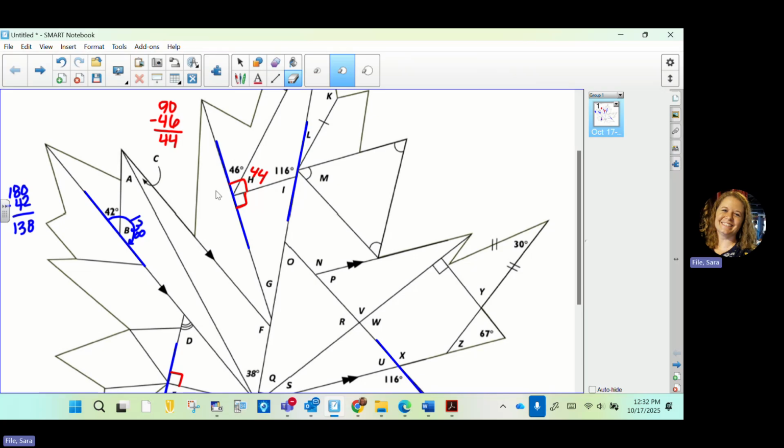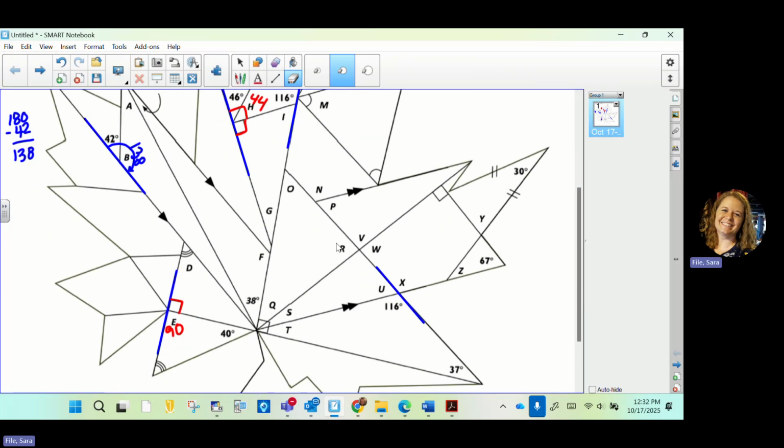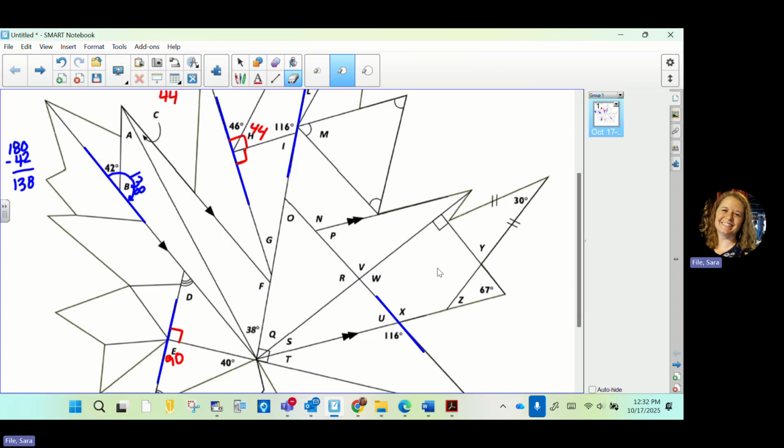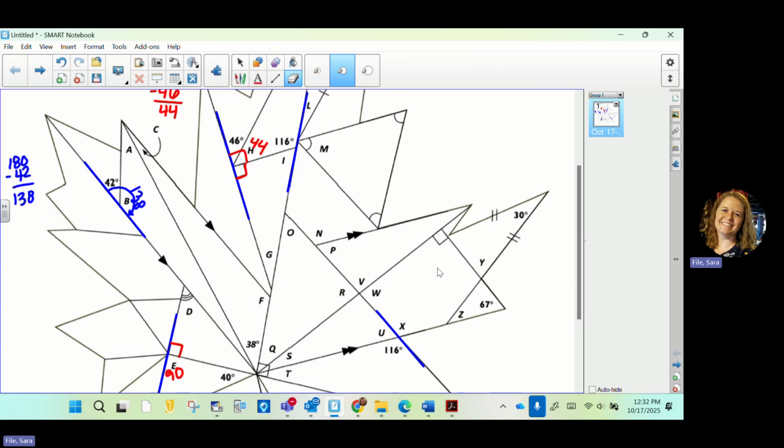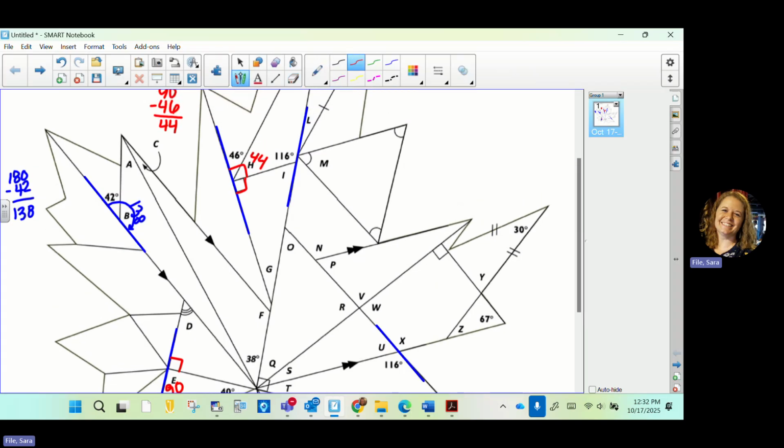So you see, I'm not going in any particular order. I'm just looking and seeing what's labeled, what's given, where can I go from there? I'm not going to do it for you, but you could do I, because these two together should add to 180. You could do the U, because these two together should add to 180.